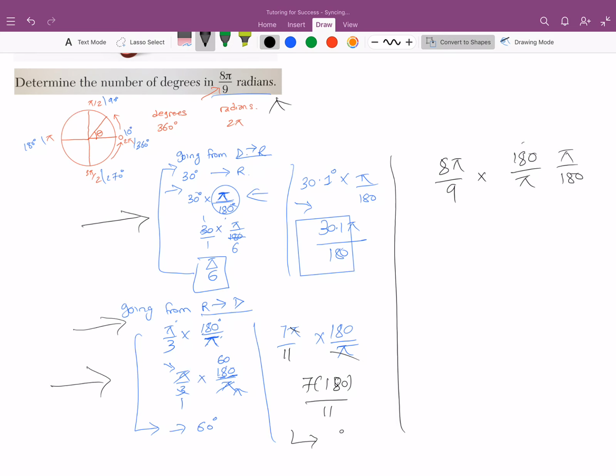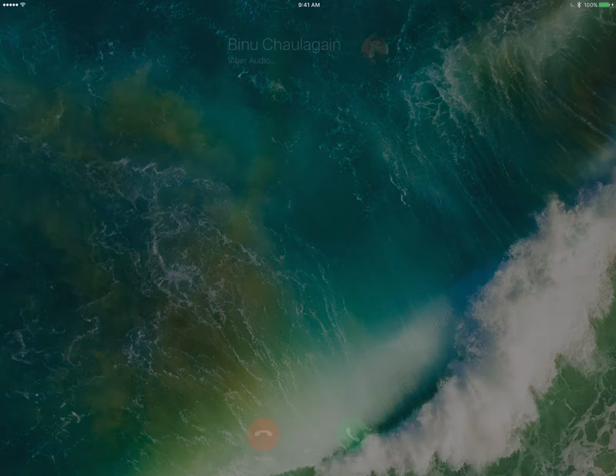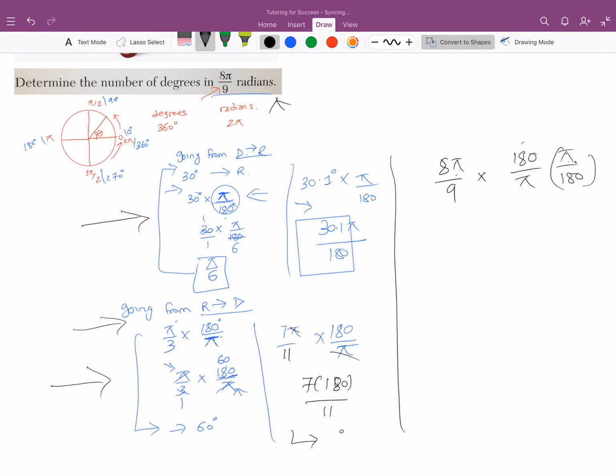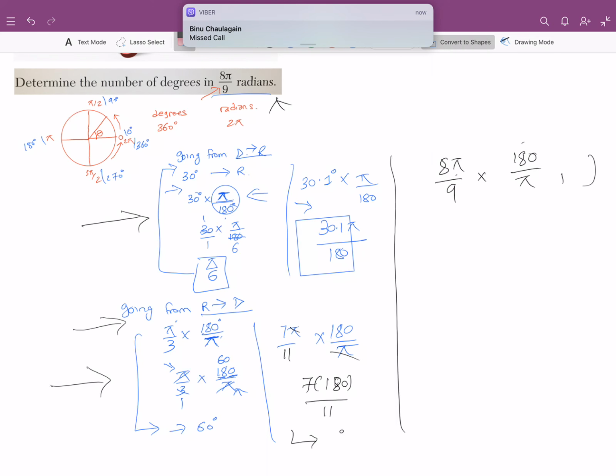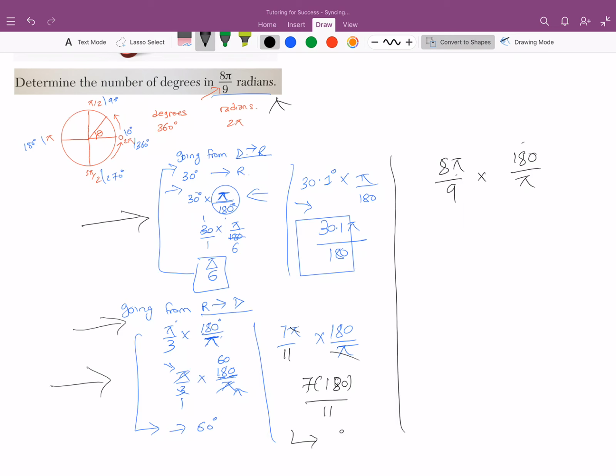But then you notice pi is on the same side. It can't be true because you're not going to get rid of it; you're going to get pi squared, and if you get pi squared, that is wrong. So erase this, and you'll get pi cancels out. There are 9, there are 20 in 180, and then you have 8 times 20. That is 160 degrees. I just converted 8 pi over 9 into degrees, which is 160 degrees.